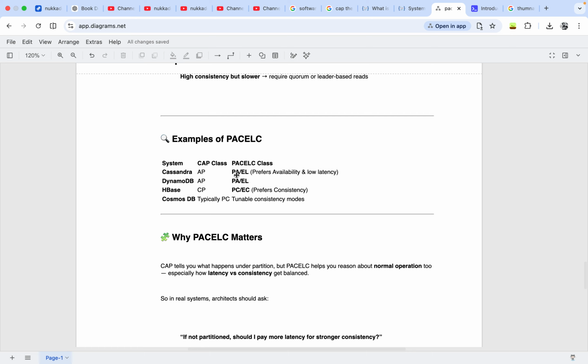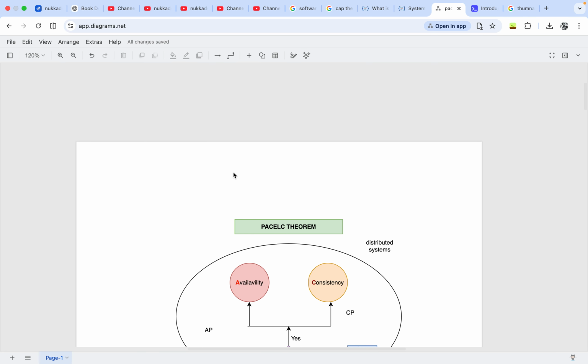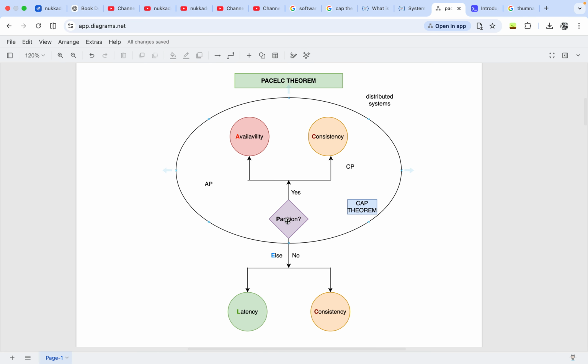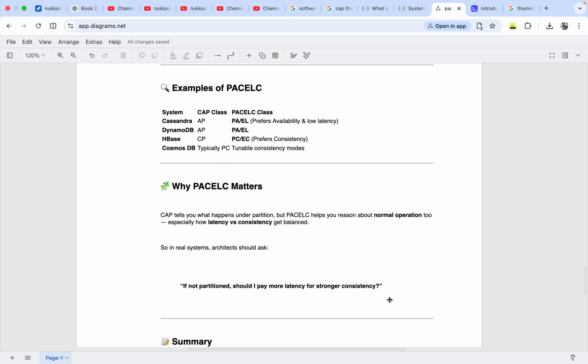P is partition, like if there is a network failure, which is a partition. If partition happens, as the diagram says, then availability, or if partition happens, then consistency, right? Else latency, else consistency.